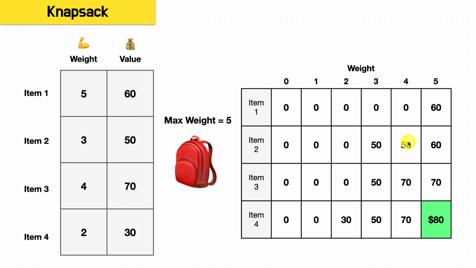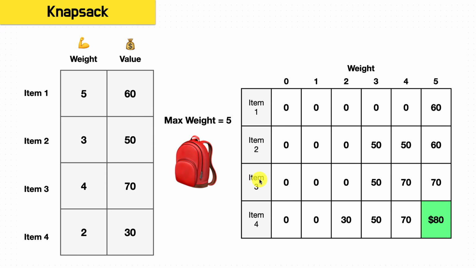Then at a weight of 4, it again fits inside this, 50 is greater than 0, so now we store 50. But then at 5, a previously calculated value of 60 is larger than the 50 that item 2 would add, so 60 is still the best solution at a weight of 5 when we consider item 1 and 2.